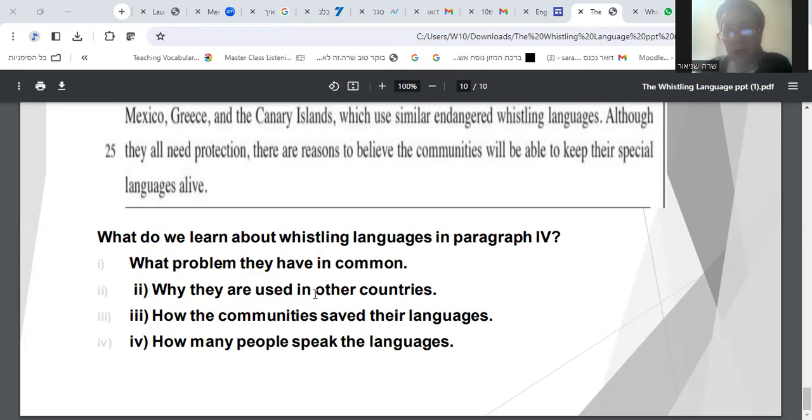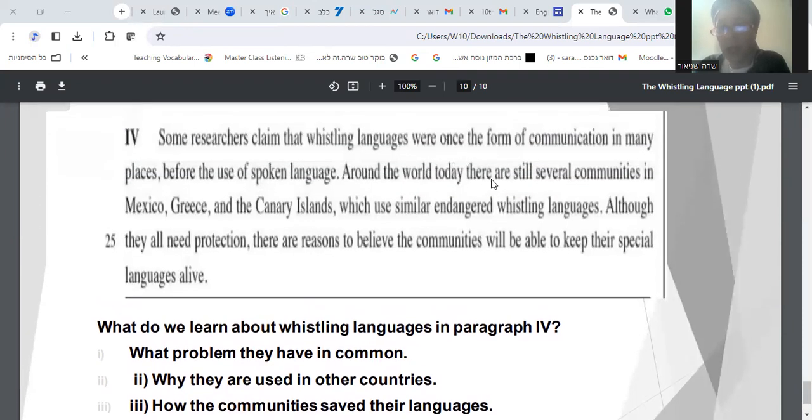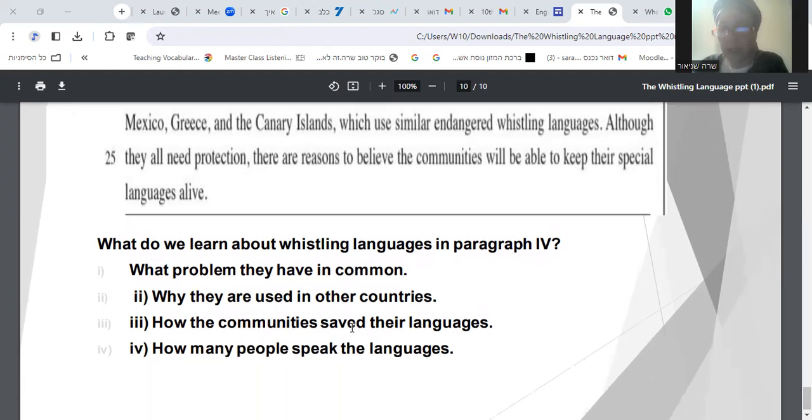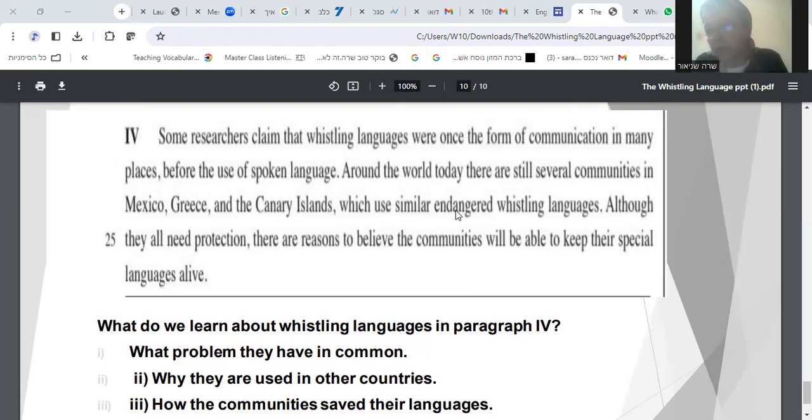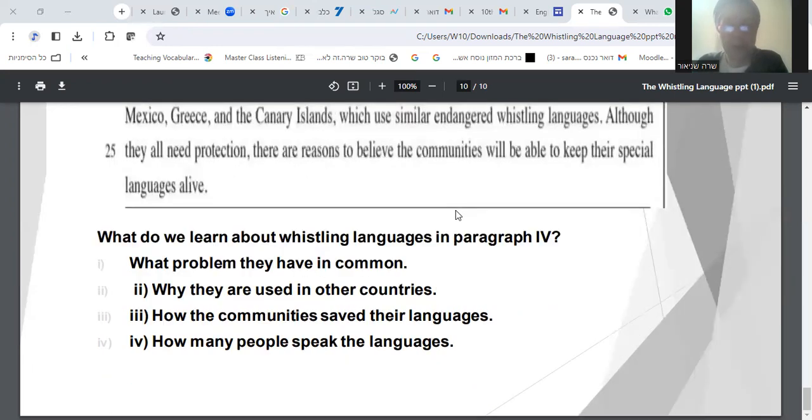Why they are used? למה משתמשים בהם במקומות אחרים? גם לא כתוב. מה כתוב? What problems they have in common? איזה בעיות יש להם? נכון, אתם רואים ששניהם, ופה זה כתוב, דומים ובסכנה, ושניהם שפות שריקה. אז מה יש להם ביחד? שהם שניהם ברות הכחדה, אוקיי? זה סוף הטקסט.